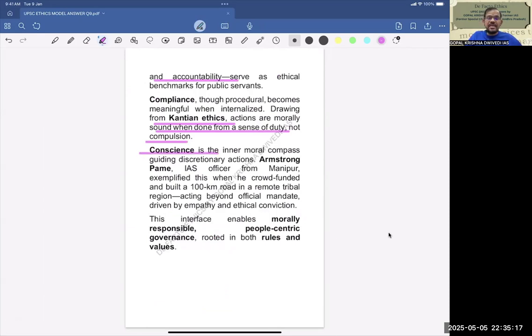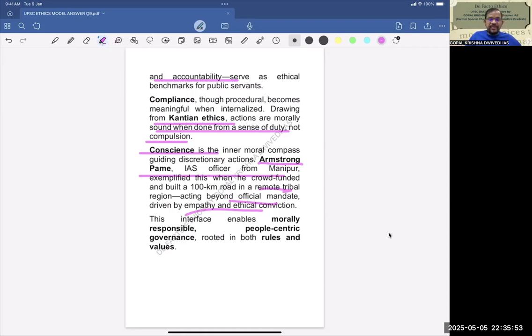Conscience is the inner moral compass guiding discretionary actions. One example we are giving is of an IAS officer from Manipur, who crowd-funded a road of about 100 kilometers in a remote tribal village and completed it despite it not being his duty. We give this as an example that he acted beyond official mandate, driven by empathy and ethical conviction. So this is an example quoted for conscience.